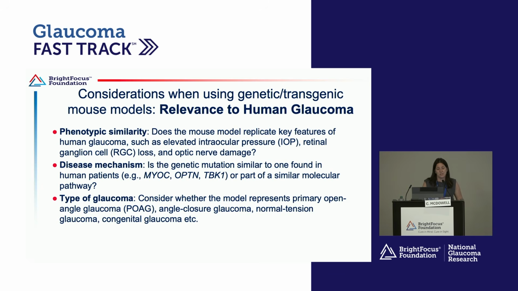And also considering types of glaucoma. So what type of glaucoma do you want to model? Do you want to model primary open-angle glaucoma, normal tension, congenital? So these are all things to consider when you're not only picking a model, but also developing a model. What type of phenotypes do you want to see?